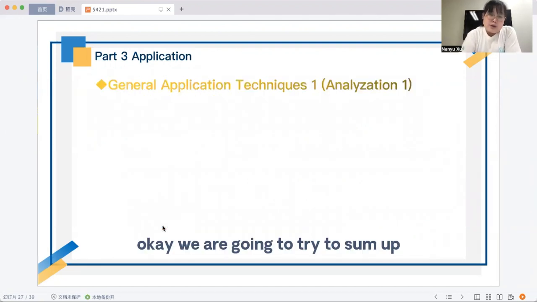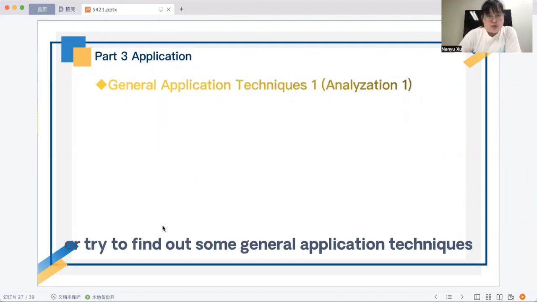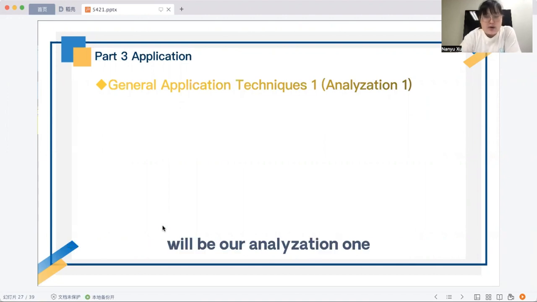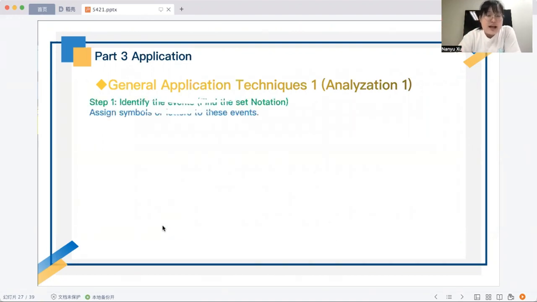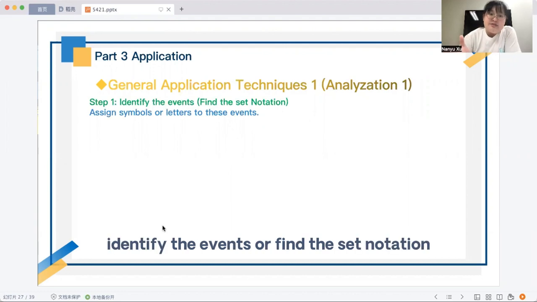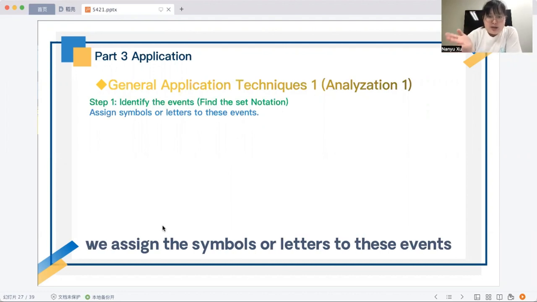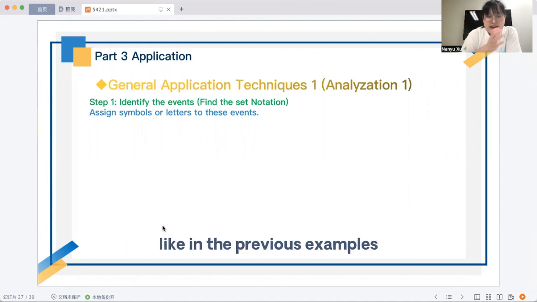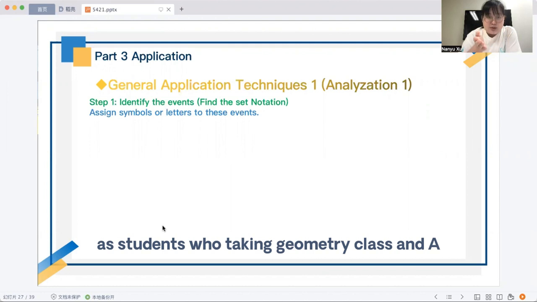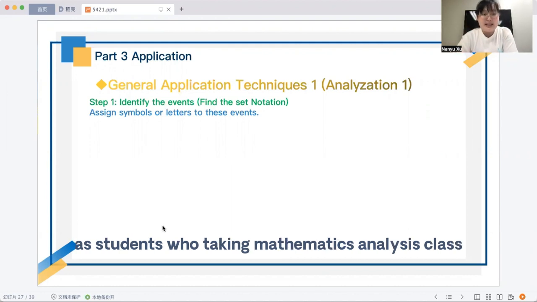Okay, we are going to sum up and try to find some general application techniques from the previous example. The first step is we identify the events or find the set notation. We assign symbols or letters to these events. Like in the previous examples, we assign G as students who are taking the geometry class and A as students who are taking the mathematical analysis class.